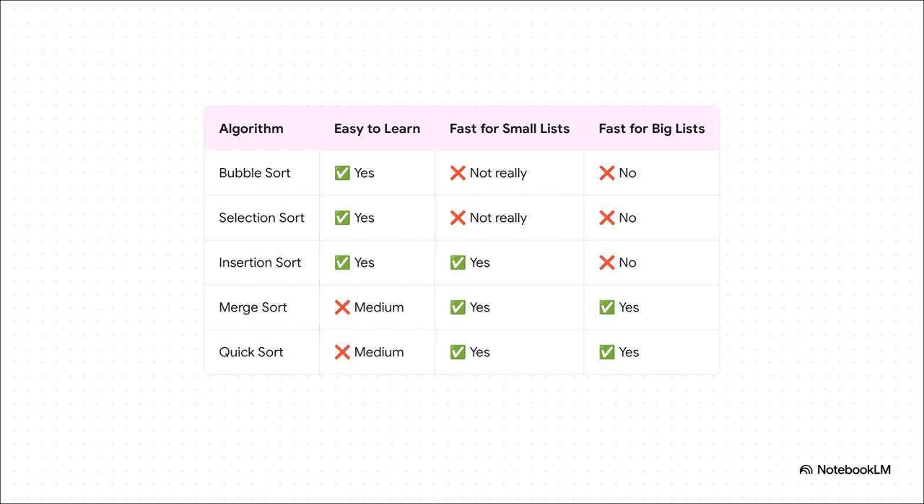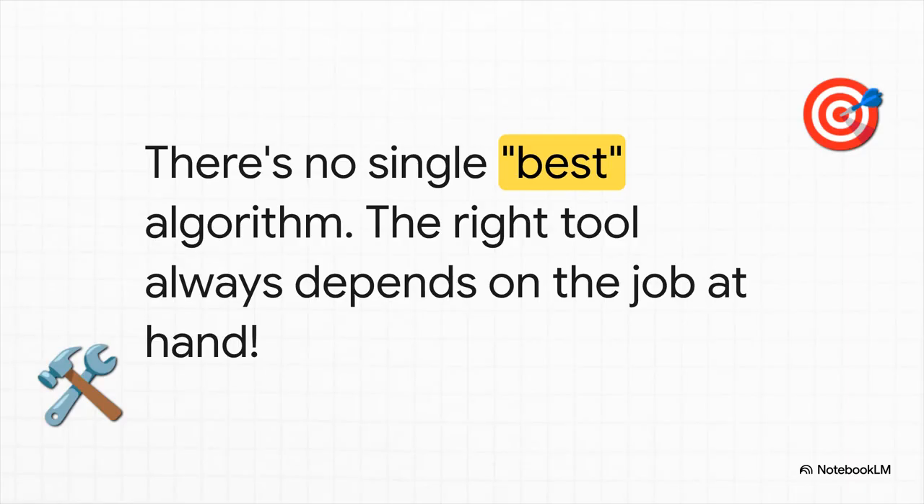But when you need real power, when you've got a massive jumbled list, that's where merge sort and quick sort come in. They might be a bit harder to wrap your head around, but that complexity pays off big time in raw speed. And this is maybe the most important thing to remember. There is no single best algorithm. It's just not a thing. The right tool always depends on the job.